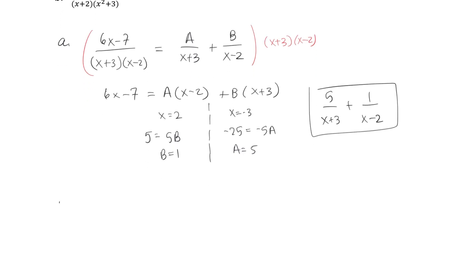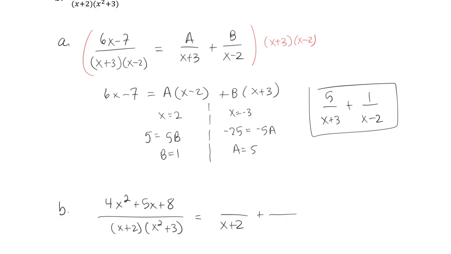For part B, we have a combination of a linear factor and an irreducible quadratic factor. So there's nothing to factor in the denominator because x plus 2 obviously is already factored, and x squared plus 3 is irreducible. So we only have two factors, which means we're going to have two partial fractions.